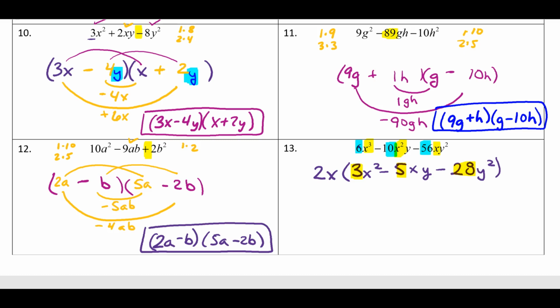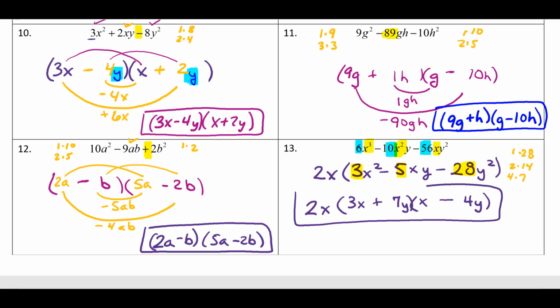Okay, so now from here, I want you to go ahead and finish factoring this, and when you're ready to turn the video back on, do so. Alright, so looking at number 13, the factors would have been 3x plus 7y times x minus 4y. So if you got this one correct, give yourself a smiley face. If you got it incorrect, give yourself a frowny face. And write down any questions you might have about this lesson so that we can talk about them tomorrow.